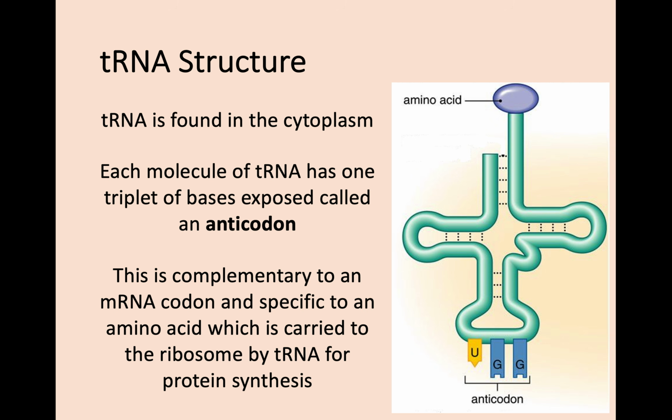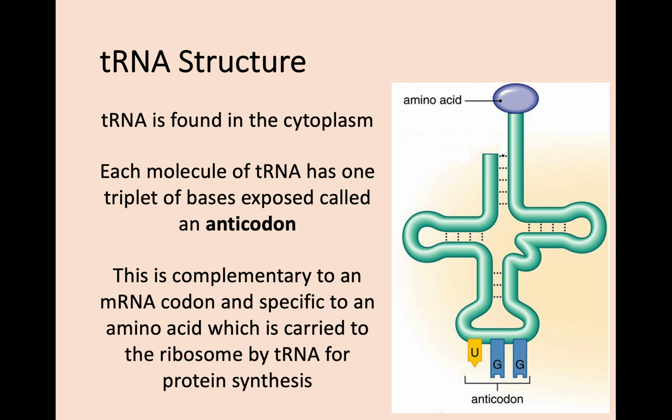That tRNA molecule that we spoke about earlier on is now going to make an appearance. The tRNA is found in the cytoplasm, and each molecule of tRNA looks like the diagram on the right here, where at the bottom there'll be a triplet of bases called an anticodon, which is complementary to the mRNA codons. So they're going to come across and match with their complementary mRNA codon.